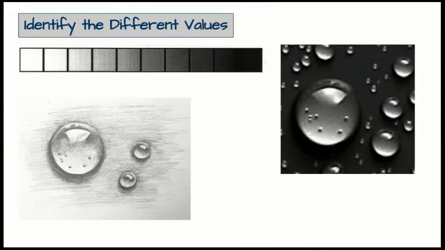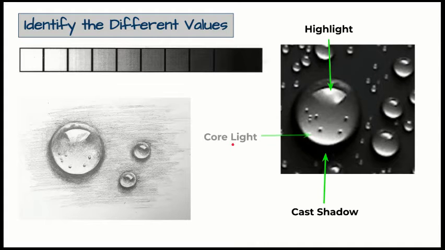The first thing that we're going to do for this lesson is draw some realistic water droplets. You're going to have a reference image, and I want you to identify the different values that you see in it just to start. First we see the highlight. That's the lightest point in the drawing, and it's represented over here on the value scale. And then we see the cast shadow. This is the area that the object prevents the light from getting to, and that's usually the darkest value.